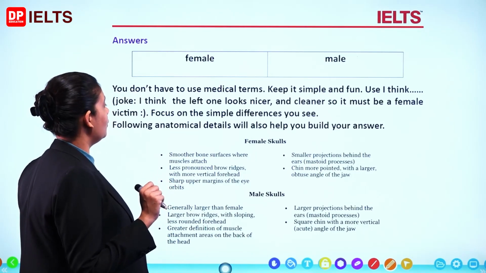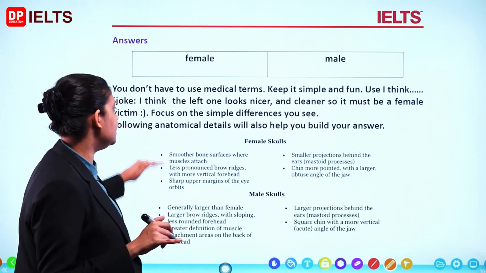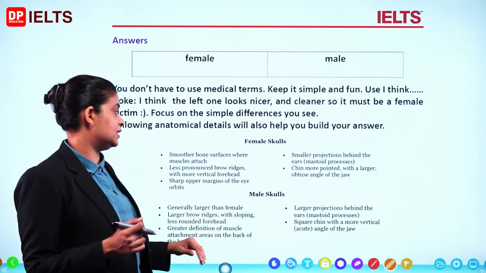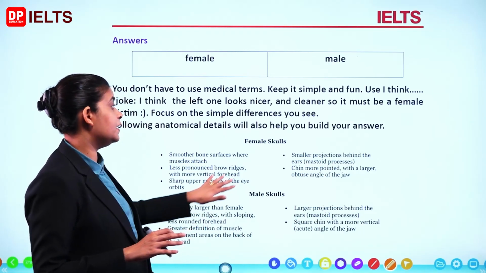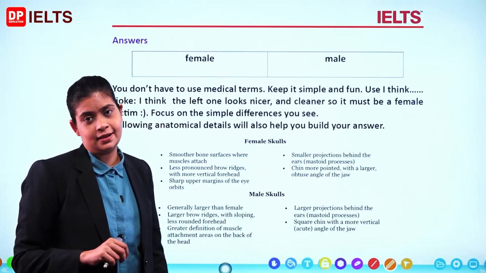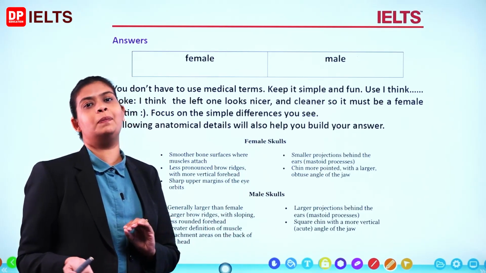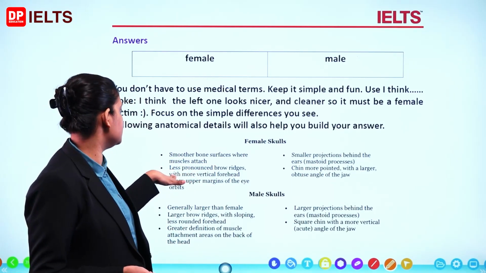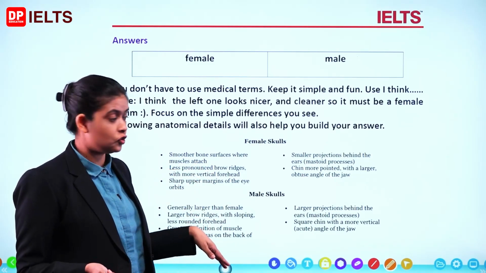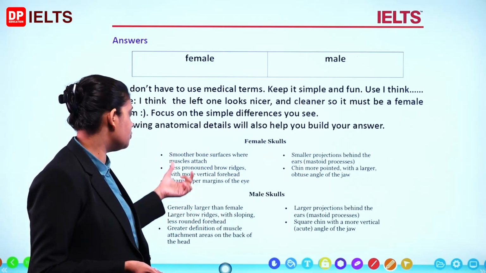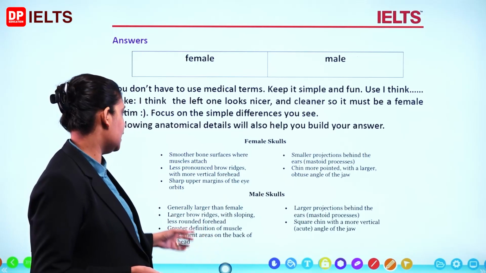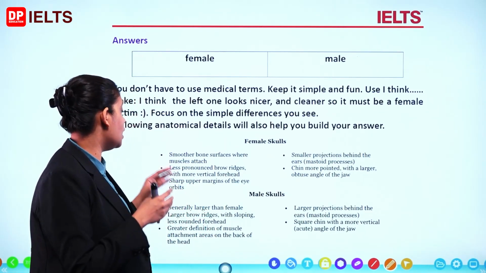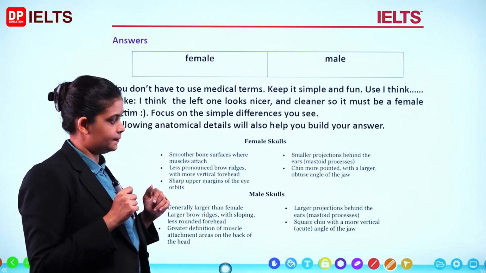So also, the following anatomical details are here so that it will help you to build up your answer. Female skulls and male skulls make a scientific pattern, right? Smoother bone surfaces where muscles are attached. Less pronounced brow ridges and more vertical forehead. Sharp upper margins of the eye orbits.